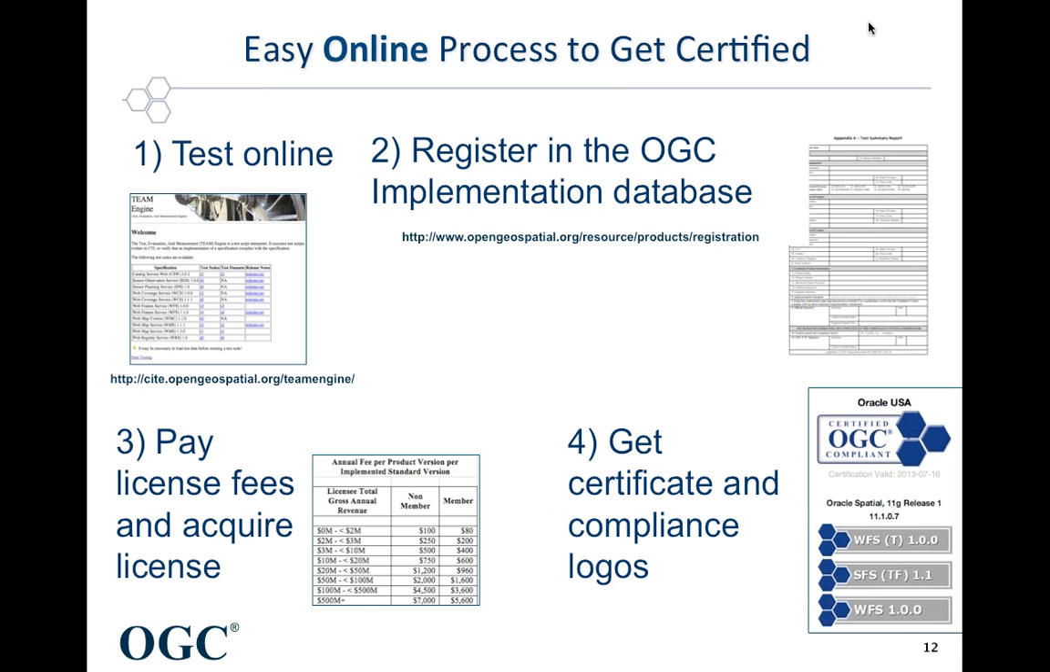And this will take you about 5 minutes to do, and then OGC staff gets notified. We will contact you depending on how big your company is, if you are a member and so forth. Then you need to pay some license fees that are good for 1 year, and then you get the certificate and the compliance logos, which you can use in marketing materials.